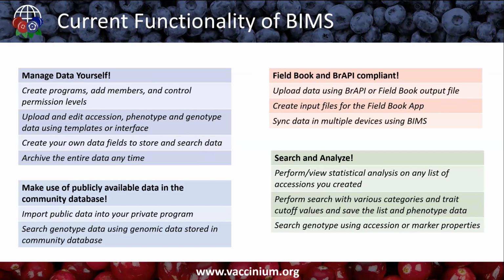And once you have your data in the BIMS, you can search and analyze. So for example, you can perform and view statistical analysis on the entire data or any list of accessions you created. You can search phenotypes using various categories and trait cutoff values, and you can save the list. You can also search genotype using accession properties or marker properties such as genome positions.